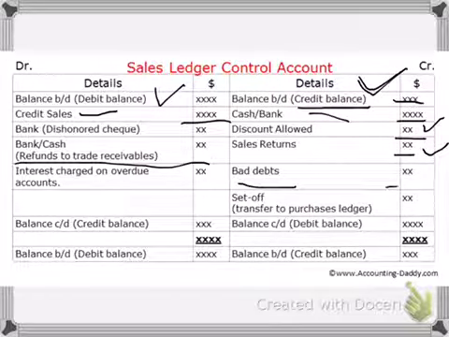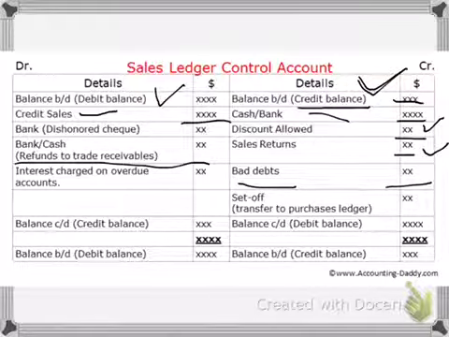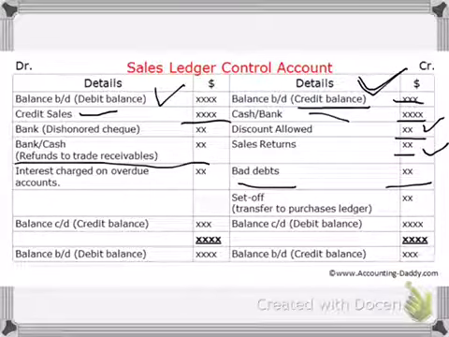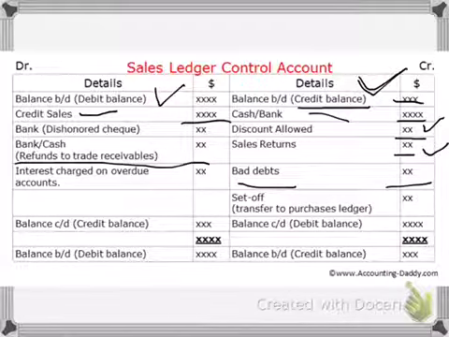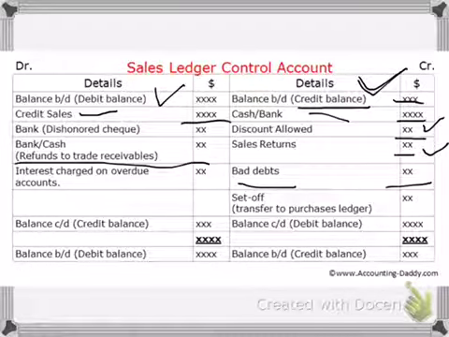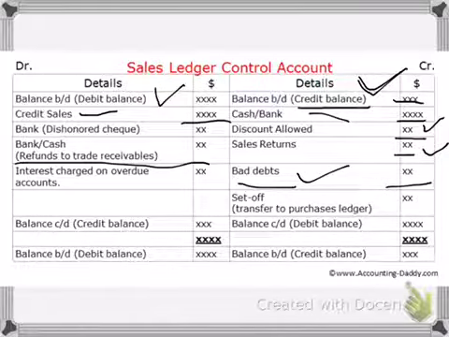Now you can see bad debts here. What are bad debts? These are irrecoverable debts, right? So for example, someone owed me $200, but he or she had gone bankrupt, and obviously the money was now irrecoverable. So I know that I won't be able to receive this money. So in that case, I treat it as an expense, and bad debts basically is recorded as an expense. It is recorded on the debit side. So the customer's account will be recorded on the credit side.